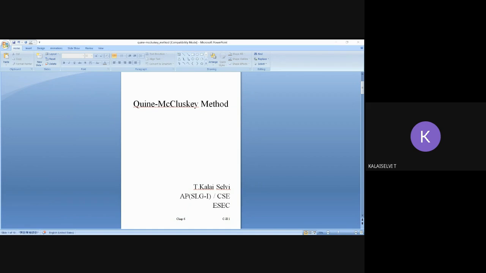And what is an essential prime implicant? If a minterm is covered by only one prime implicant, that prime implicant is called an essential prime implicant. Here, the minterms 9 and 14 give essential prime implicants because each is covered by only one prime implicant. That is the term b dash c dash, and here c d dash is the essential prime implicant. Essential prime implicants must be included in the minimum sum of the function.